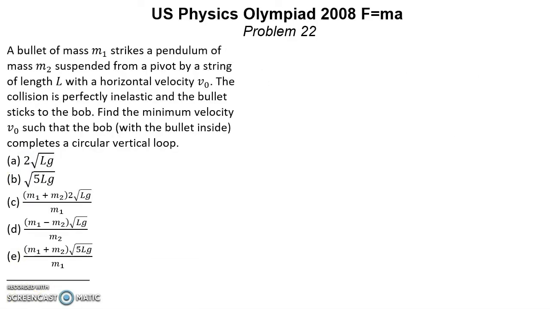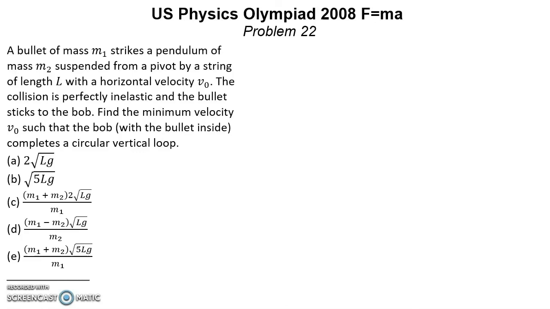Problem number 22. A bullet of mass M1 strikes a pendulum of mass M2 suspended from a pivot by a string of length L with a horizontal velocity V0. The collision is perfectly inelastic and the bullet sticks to the bob. Find the minimum velocity V0 such that the bob with the bullet inside completes a circular vertical loop.